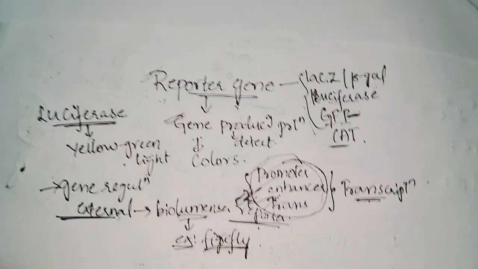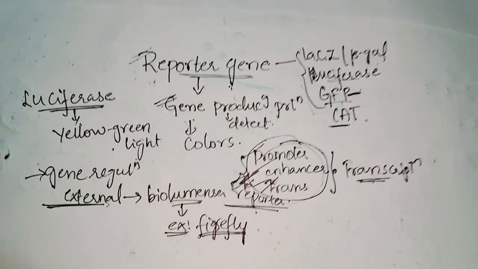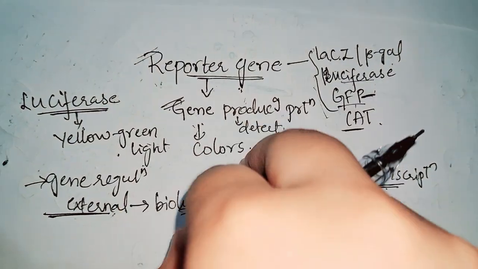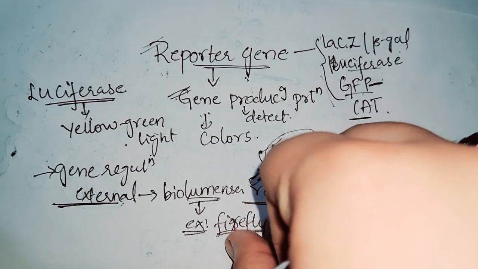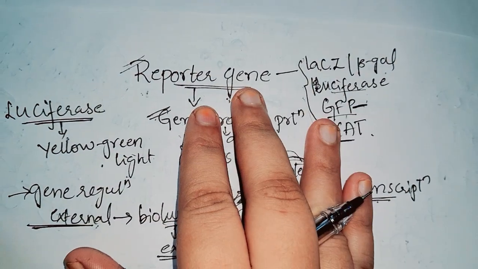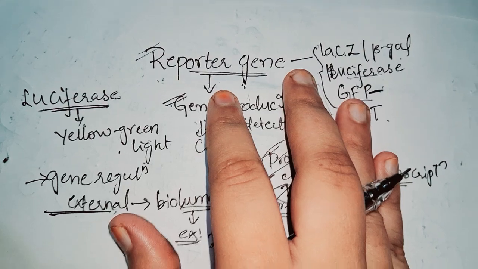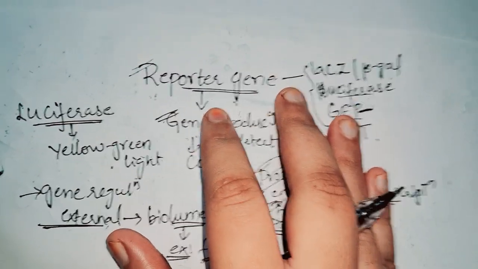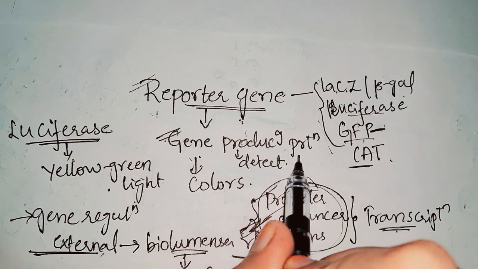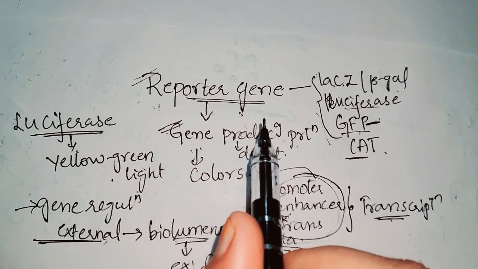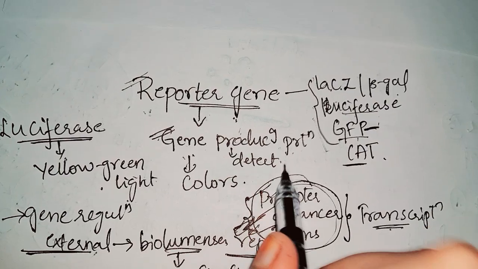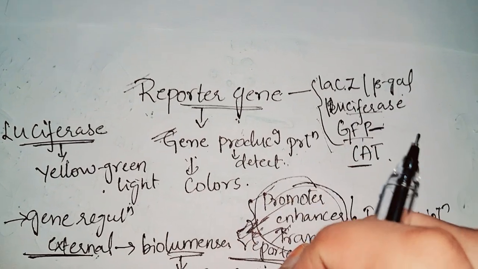Today in this video we'll be going to talk about the reporter genes. In previous topics we have discussed the yeast two-hybrid system and phage display, which are types of protein-protein interaction, and in this video we'll see about the reporter gene. A reporter gene is a gene producing a protein which can detect or quantify a simple assay.